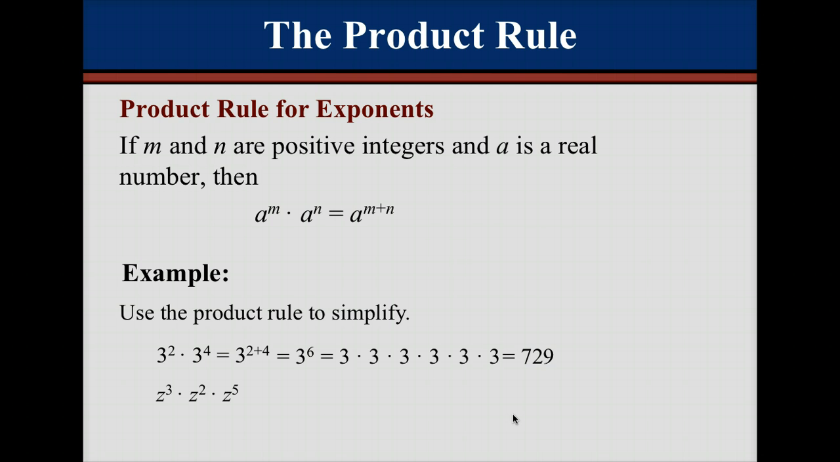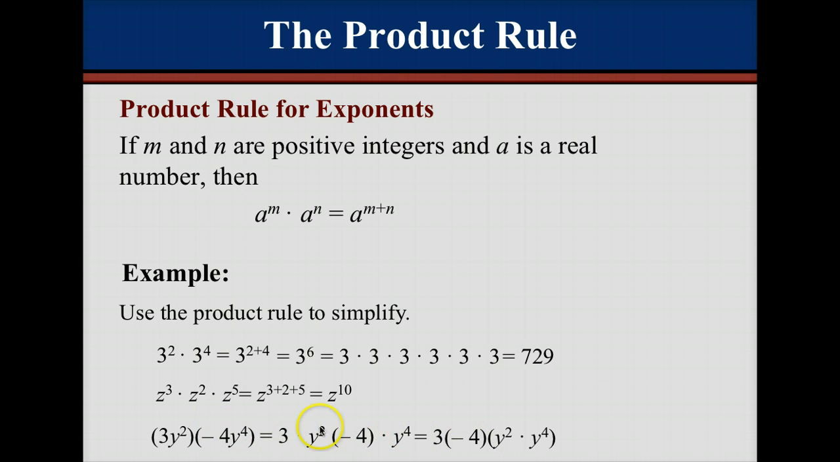We have z to the third times z to the second times z to the fifth. That's z to the 3 plus 2 plus 5, or z to the 10th. We just add those exponents together. This one's a little different. We're going to multiply our coefficients, 3 times negative 12, and we're going to group our variables together. So we have y to the second times y to the fourth, which is the same thing as y to the 2 plus 4. So 3 times negative 4 is negative 12, and 2 plus 4 is 6.